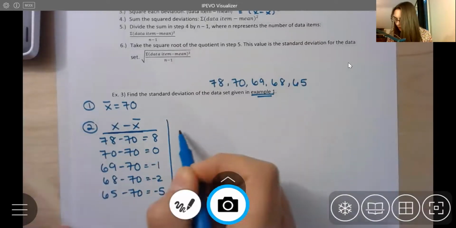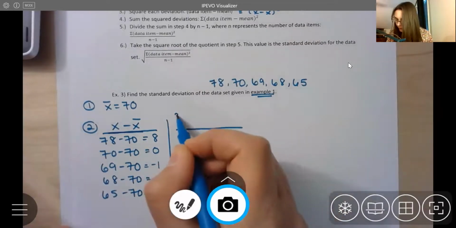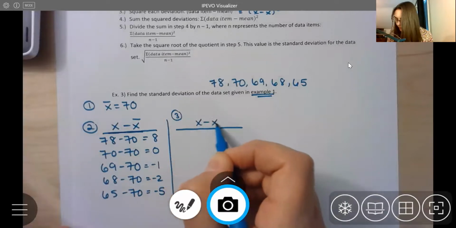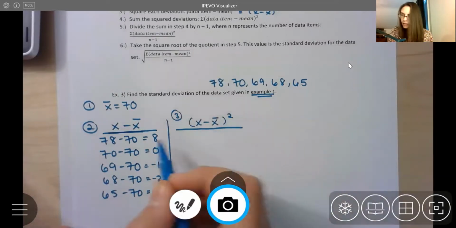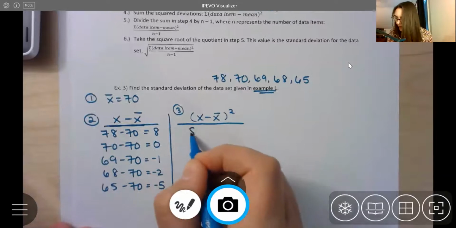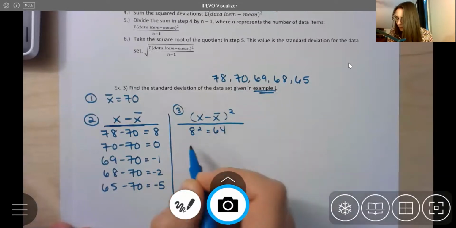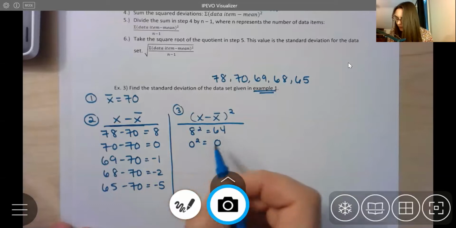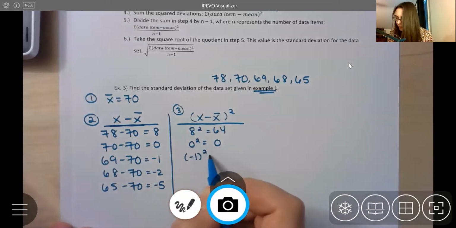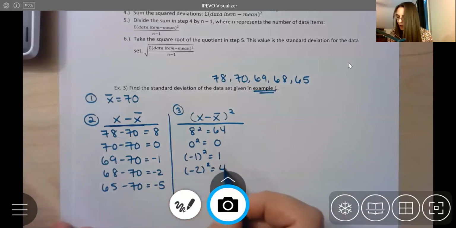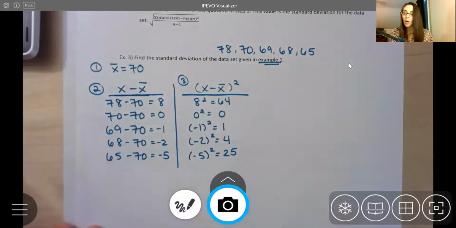So I'm going to make another column here, and this is step 3. I'm going to take my 8, so 8 squared is 64. 0 squared is 0. Now, -1 squared, this would be in parentheses, so negative times a negative is a positive, so I have +1. -2 squared, the same thing, you're going to get +4. And -5 squared is -5 times -5, so +25. When you square, all these values should now be positive.